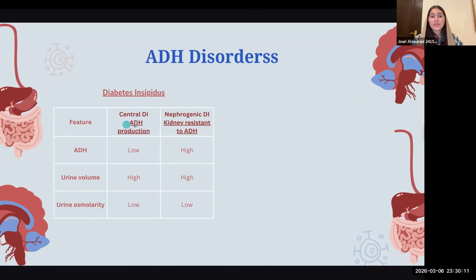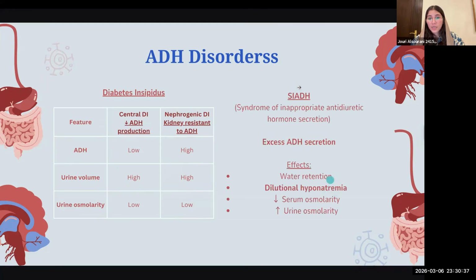So in central diabetes insipidus, we're going to have low ADH because we have decreased production. We're going to have high urine volume, and we're going to have low urine osmolarity. In nephrogenic diabetes insipidus, we're going to have high ADH because the ADH is being produced, but it's just the kidneys are resistant to it. So it's not being able to perform its action. And we're going to also have high urine volume, low urine osmolarity.